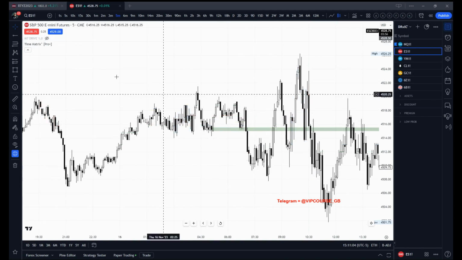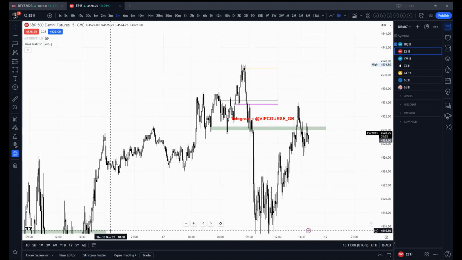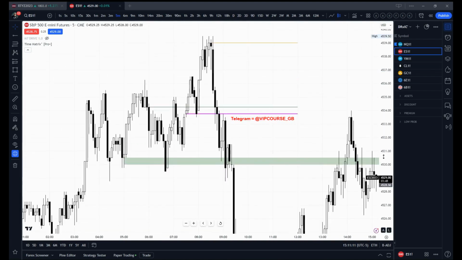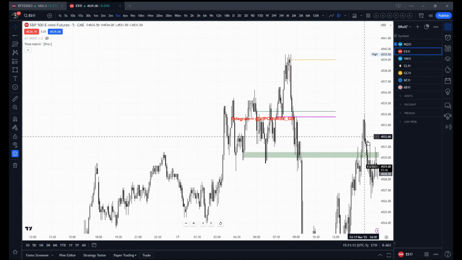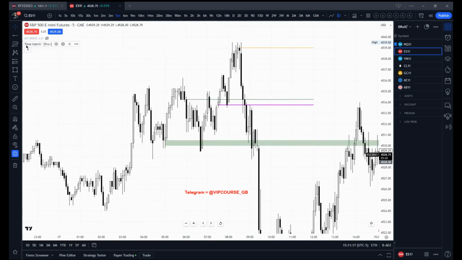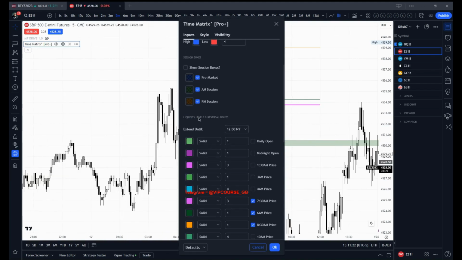Where are my other lines? They're only on the same day. Interesting. Extremely interesting how my lines work exactly as I have it typed up here as being liquidity levels and reversal points.